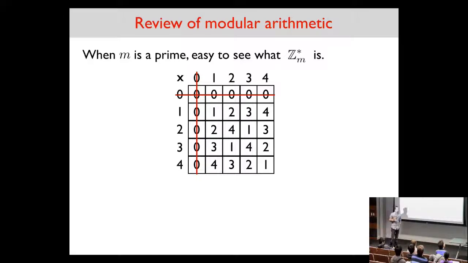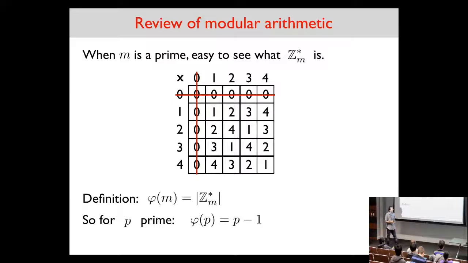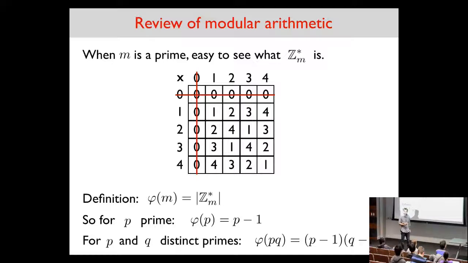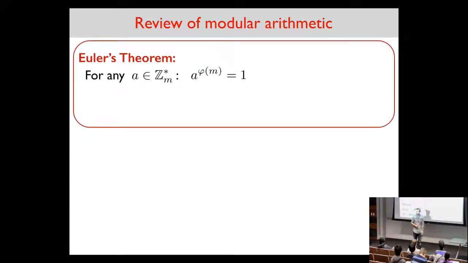When m is a prime, it's easy to see what Zm star is going to be, right? The only element that we have to remove is 0. Other elements are going to be co-prime with m. And then we make this definition. We say phi of m is just the size of Zm star, the size of this universe. So we know when p is a prime, phi of p is simply p minus 1. And hopefully by now you've all proven the fact that for p and q distinct primes, phi of p times q is p minus 1 times q minus 1.